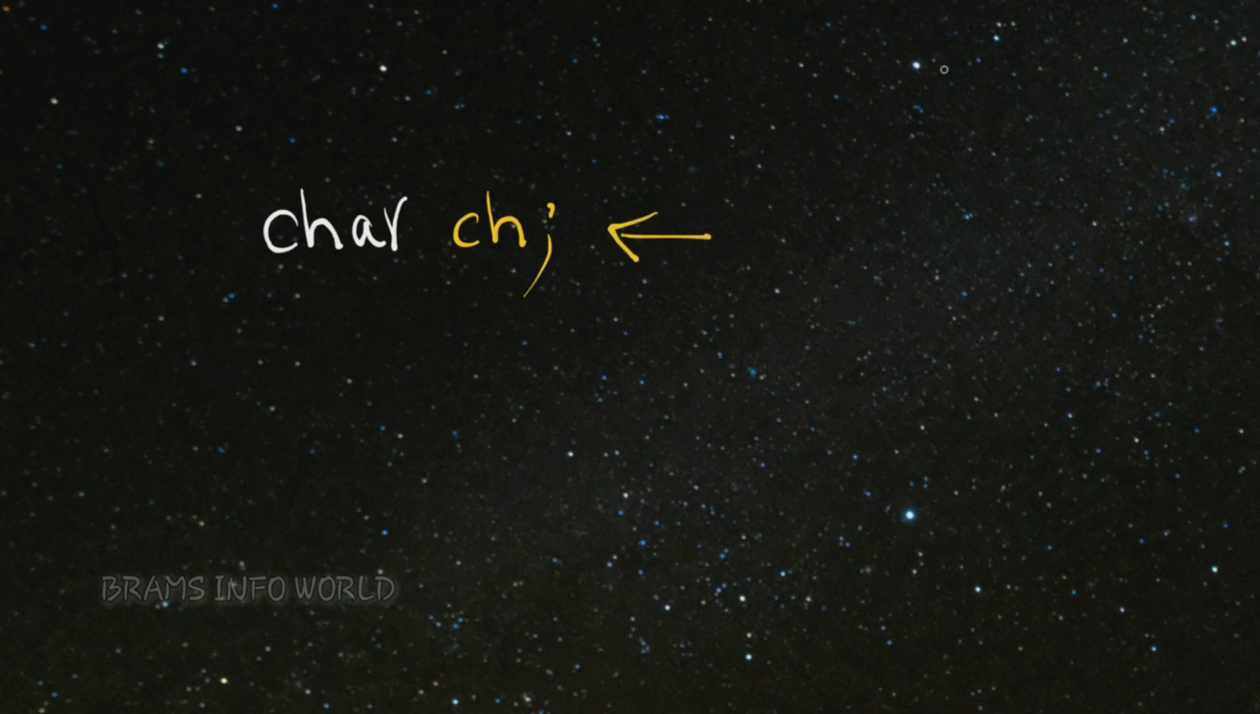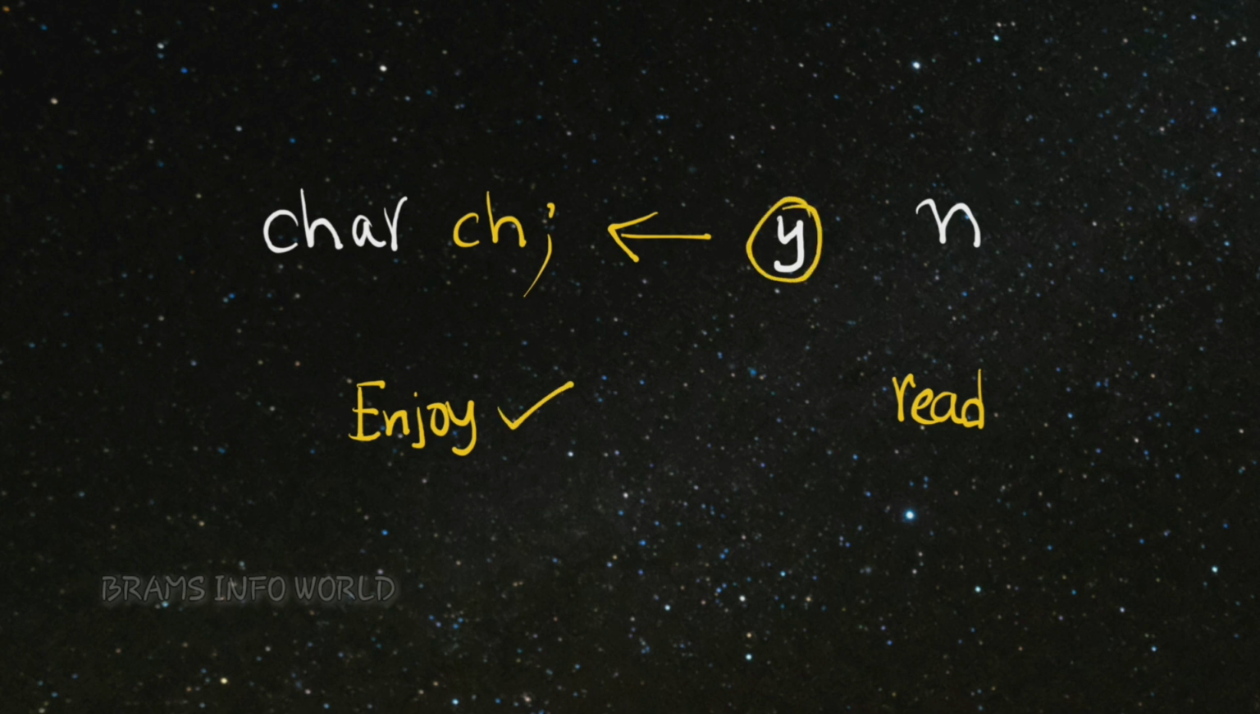Let us take one more example where we are taking a character, that is char ch. We are taking the character from the keyboard with the help of scanf. If I take the character y, then I am going to write enjoy. If I get the character n, then read. So this is a simple if. Whenever I get y, I take that action, and if I take n, read is the action.